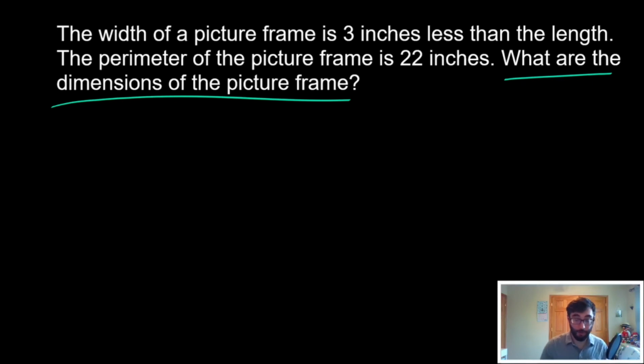So there's my variable. So I'm going to say W is equal to the width of the picture frame. And I'm going to say L, let me use a capital L so it doesn't look like a 1, is equal to the length of the picture frame. So that's what I'm trying to solve for, okay? So now I got to figure out what my equations are.